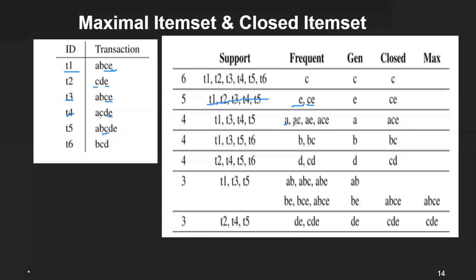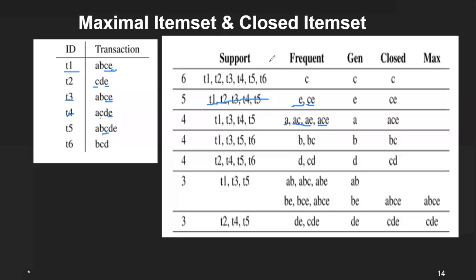We are creating some combinations of it, A, AC, AE and AC. How are we going to create the combinations? We'll see in the Apriori algorithm. But you should know what exactly the closed item set and the maximal item set are here. If you are talking about the maximal item set here, just concentrate.